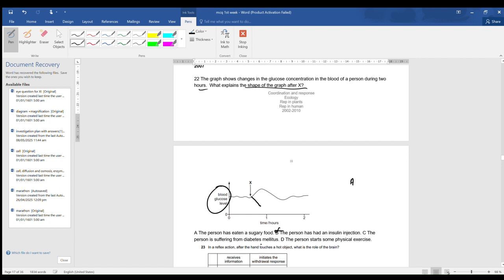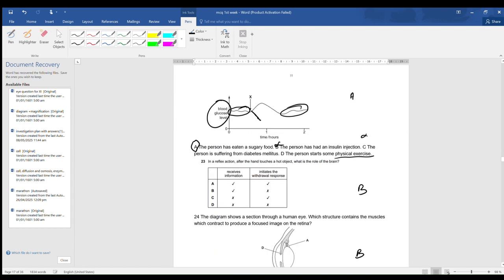C, the person is suffering from diabetes mellitus. If the person is suffering from diabetes mellitus, then at this point the concentration of glucose cannot be constant, and after that certain period the glucose concentration cannot be constant. Therefore C is also wrong. The person starts some physical exercise. When the person starts some physical exercise, then the glucose concentration will go down, it will not increase. Therefore option A is correct.